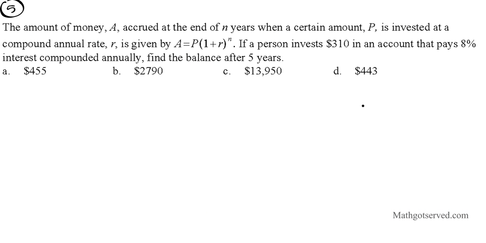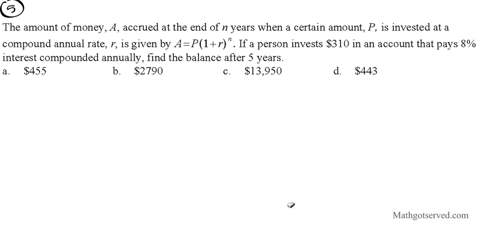All right, so for question 5, it says that the amount of money A accrued at the end of n years when a certain amount P is invested at a compound annual rate R is given by A equals P times 1 plus R to the n. If a person invests $310 in an account that pays 8% interest compounded annually, find the balance after 5 years.